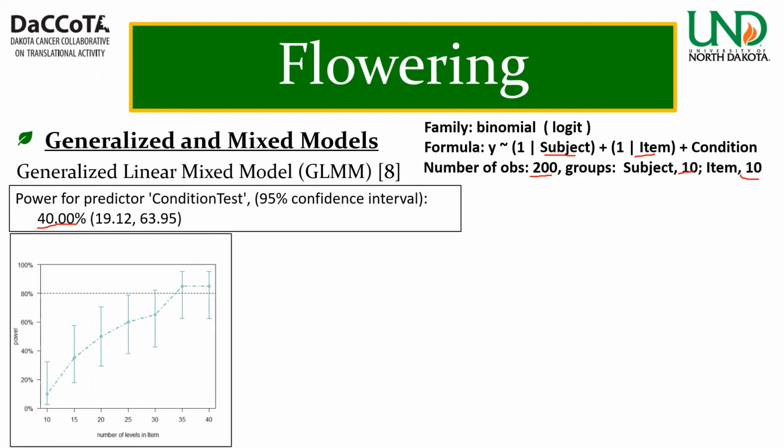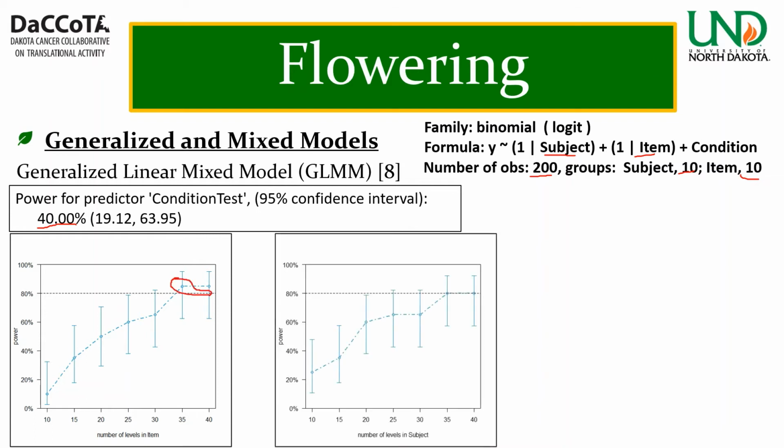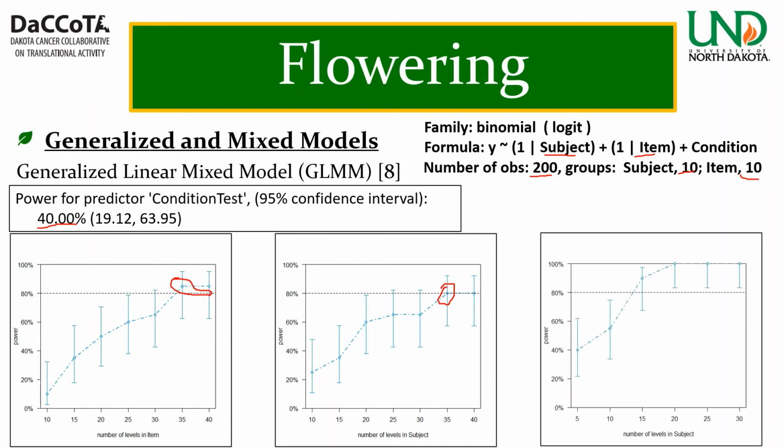So first we could extend the number of items. If we get up to 35, that's good. If we extend the number of subjects also to 35, it looks like that's good. But we can also extend both at the same time. So for example, say we set items to 30 and then looked at the difference in subject we see here.